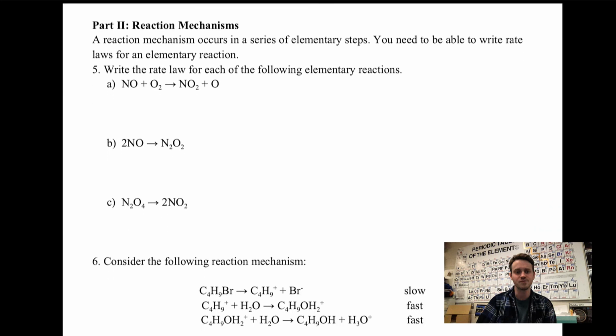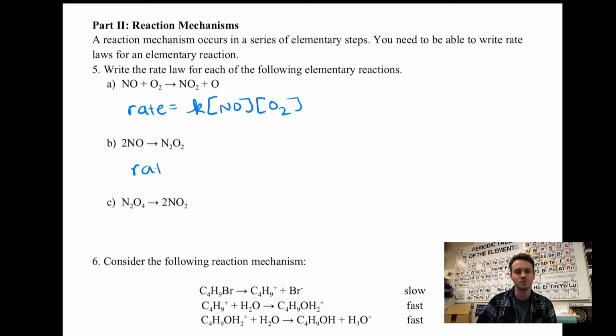Next, I'm going to talk about reaction mechanisms. A reaction mechanism occurs in a series of elementary steps that add up to the overall balanced equation. One thing that you need to be able to do is to write rate laws for an elementary reaction. So number 5, it says to write the rate law for each of the following elementary reactions. Remember that we're concerned with the collision that is occurring. And when we write out a rate law, we write that rate is equal to k, which is the rate constant, times the concentration of whatever is colliding in the reactant side. So that would be NO times the concentration of O2.